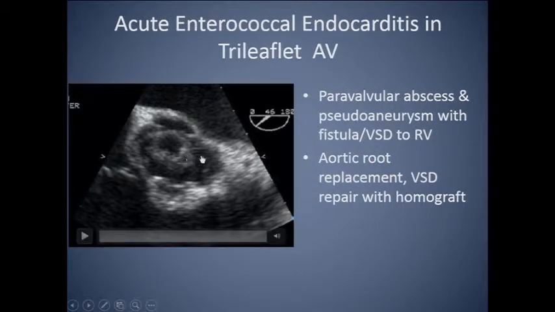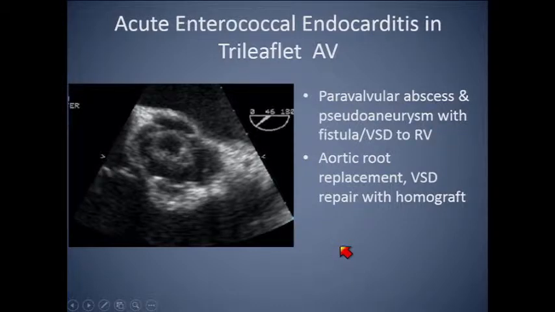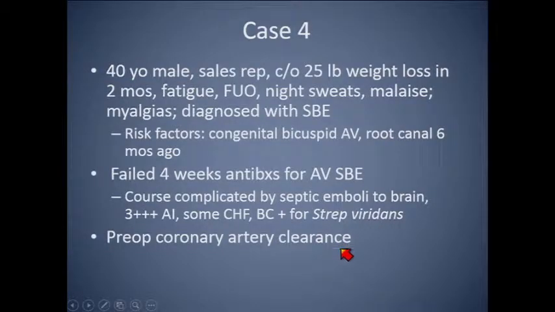And the fistula was to the RV. They thought on this TEE that maybe the fistula was to the RA. So even with our horrible CTs, we had actually come up with the fact that she had the fistula to the RV. Here's another gentleman.